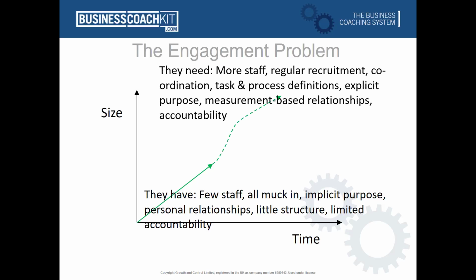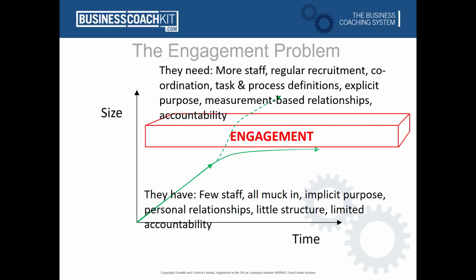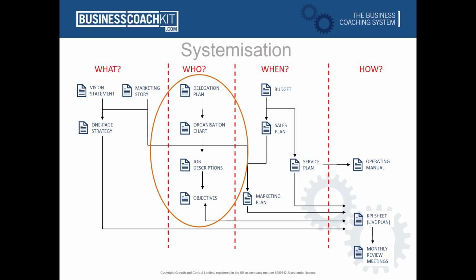What I need to get to, clearly there will be more staff, so recruitment becomes a regular process. But people are following task and process definitions to achieve an explicit purpose. The relationships are based far more upon measurement of results and accountability. So there's our engagement problem. And this is the who part of the systemization roadmap.